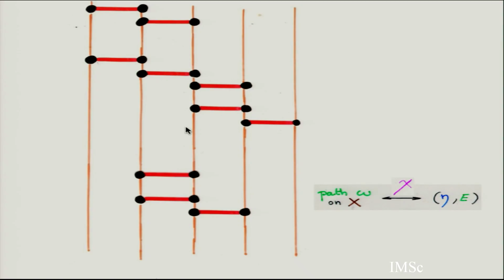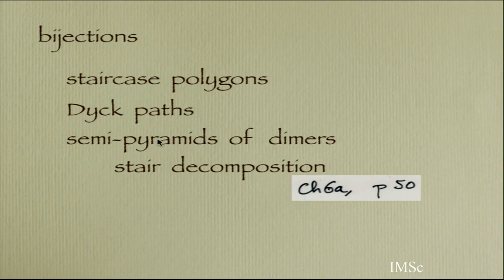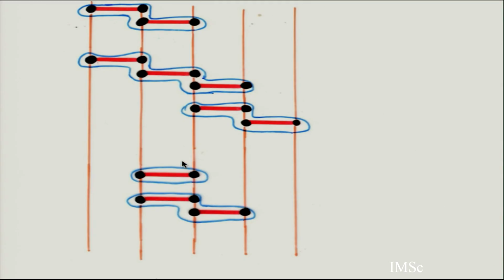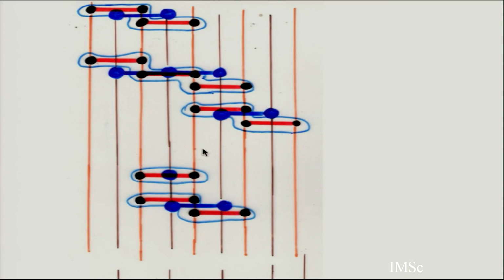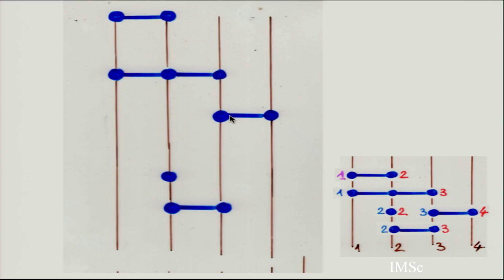And now the third step, I am going to use the stair decomposition in the class, again, chapter 6a, page 50. So there's a stair decomposition of the heaps of diamonds, and if I replace each of the stairs by a blue point, I get a semi-pyramid of segments. You see, this was under the bijection in the class. Each stair becomes a segment, and this was a bijection. So what you get is this stair of segments, which is exactly the same as before.